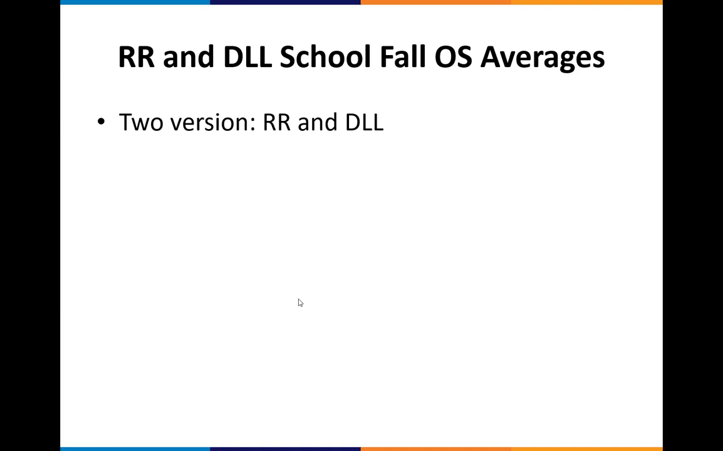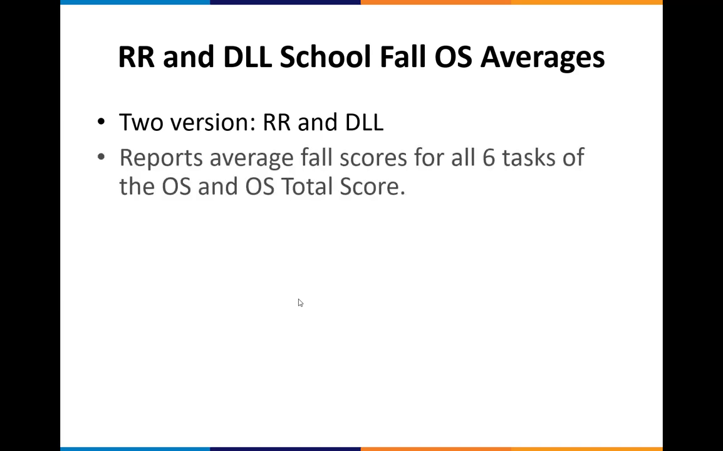There are two versions of our Reading Recovery and DLL Fall OS Averages report, one for Reading Recovery data and another one for DLL data in your DLL schools. These reports report the Fall OS averages for the 6 tasks of the Observation Survey and the OS total score. And you will find one report for each school in your site.